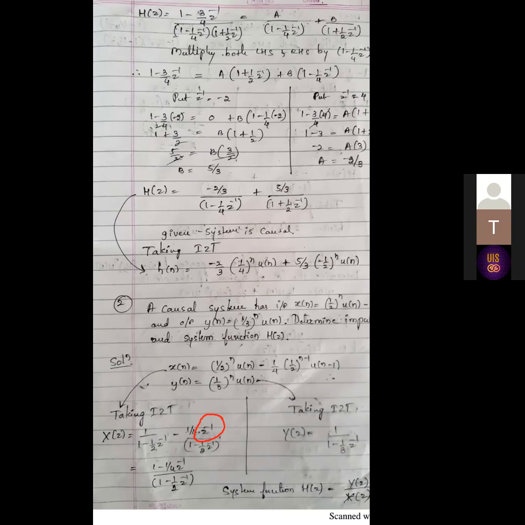Then the next step is, take the LCM. The denominator is common. Just simplify it. You will get this ratio for X of z. Now similarly, take y of n. Take the Z transform of y of n. We will get Y of z is equal to, what is alpha? It is 1 by 3 raised to n, u of n. So alpha is 1 by 3. So your Z transform is 1 by 1 minus 1 by 3 z inverse, that is, alpha z inverse. So we have calculated X of z and Y of z. So the next part is, we should go for the ratio Y by X, so that we can find the system function. That is also the question.